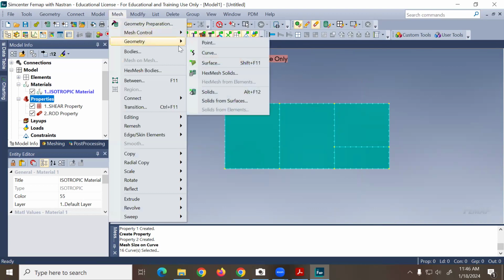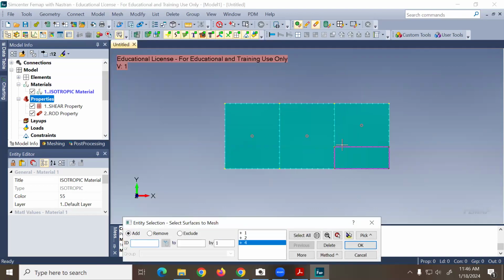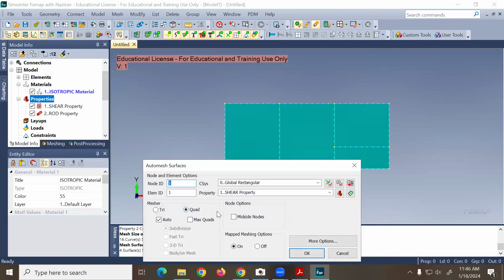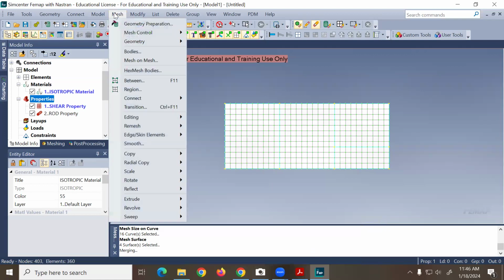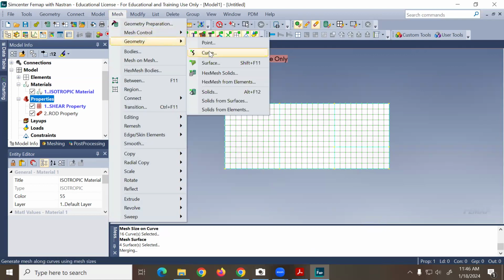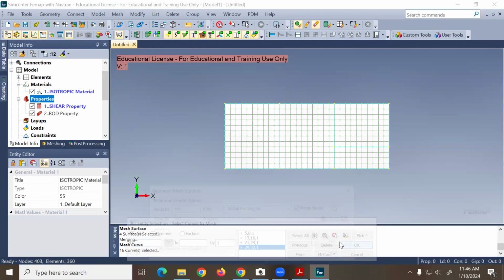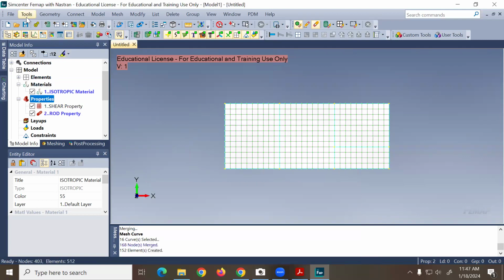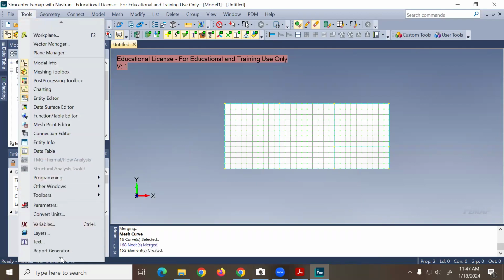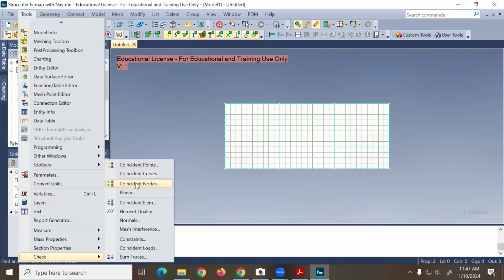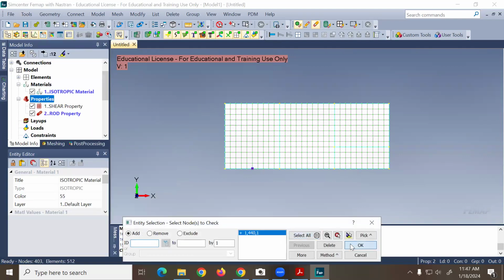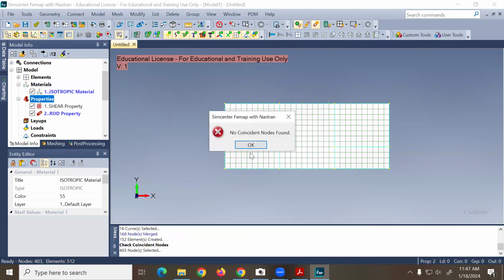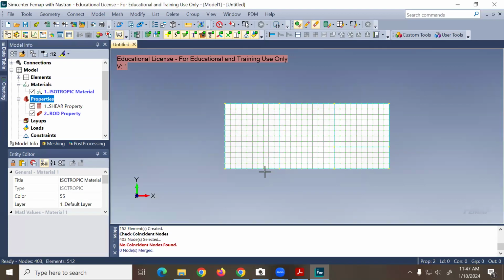Mesh, geometry, surface. I select all of them. We use the shear panels property. Here we go. Now we're going to mesh the stiffness, mesh geometry curves. Select all, okay. Property, okay, did it already. Property rods. All right. Now this might be needed or not, but I'm going to do it over here. Check, go into the nodes, select all. Okay, preview. All right, so it was not needed, but I double check.